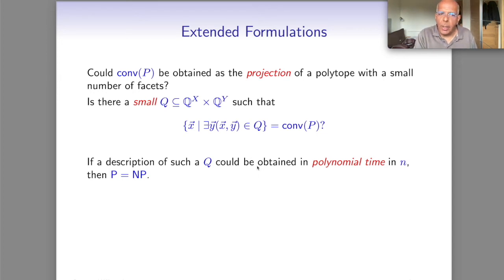Namely, given your instance of size n, you construct such a Q, and then optimize the objective function given by your input instance over Q instead. And that's now a polynomial size linear program. You can solve it in polynomial time and get your answer to your original traveling salesman problem instance. So that's the question.